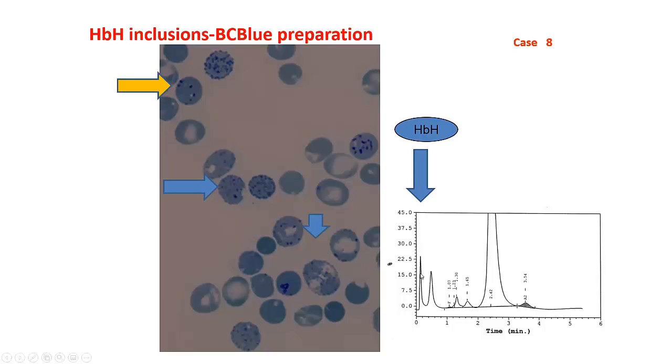Now once we do the HPLC, you come across the band for HbH, which is at the beginning of the chromatogram.